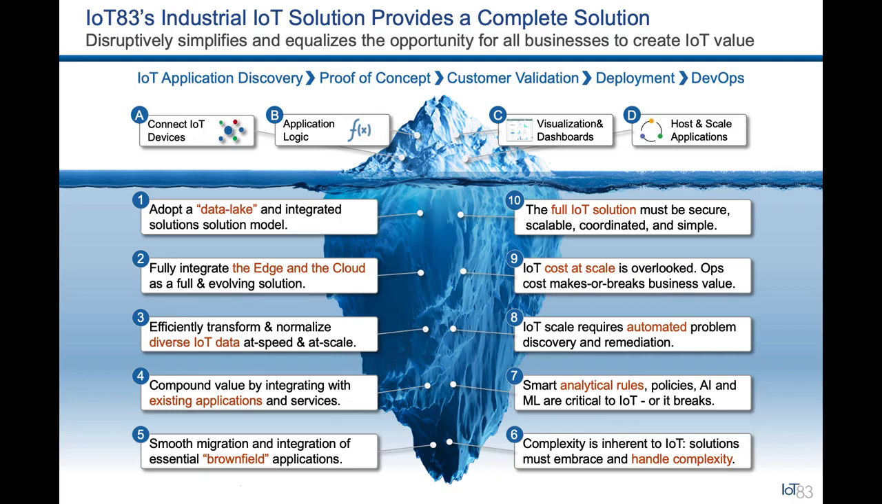But by using the IoT enablement platform, you're able to leverage all of the advanced capabilities that you ultimately need, and they're already there and part of the platform architecture. Considerations around multiple data types being ingested into a data lake and a fully integrated solution. Being able to fully integrate the edge and the cloud as an evolving and transforming lifecycle system. Being able to efficiently transform and normalize all of this diverse data at speed and at scale. Compounding the value of the IoT solution by integrating with existing applications and services.